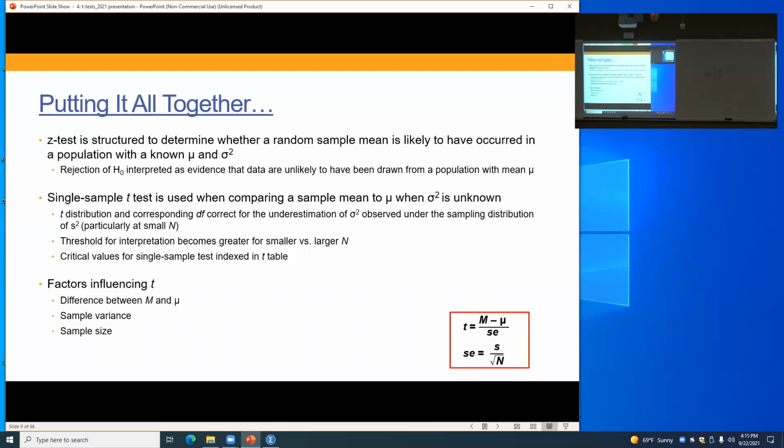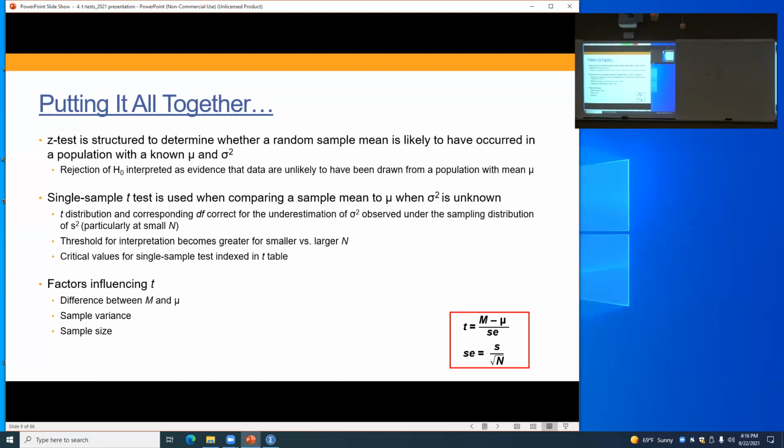All right, so factors influencing my test statistic. It's going to be the difference between my mean and my reference value, my population mean. As the difference between my observed mean and my reference mean starts to increase, what does that do to my test? Right? As the observed difference gets bigger, my test statistic gets bigger, all things held equal, okay?